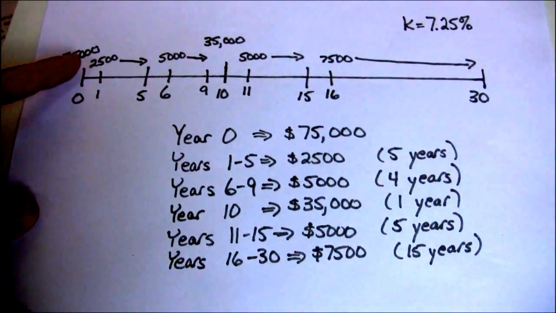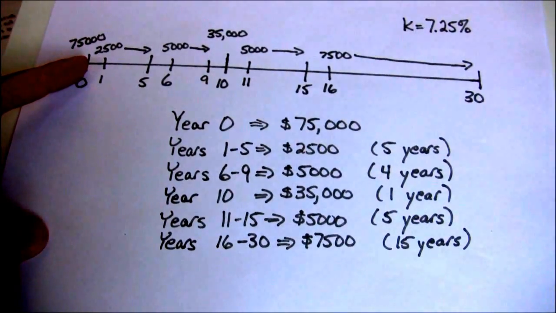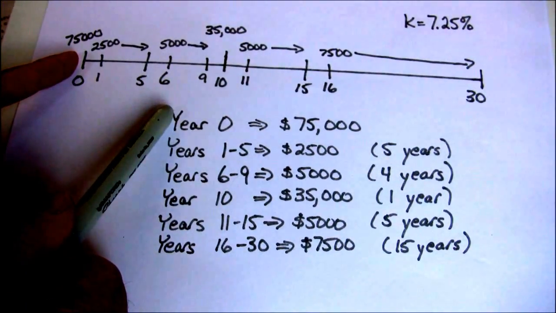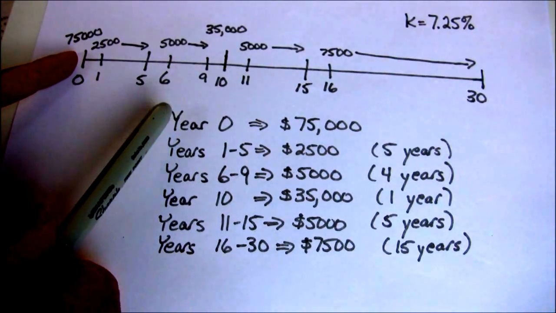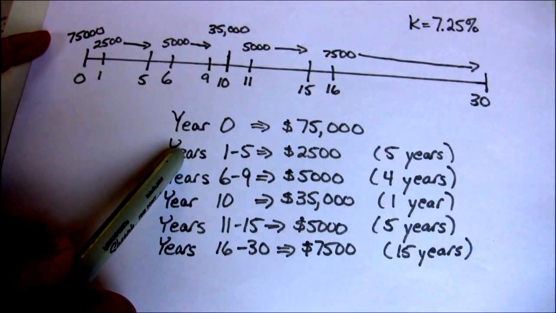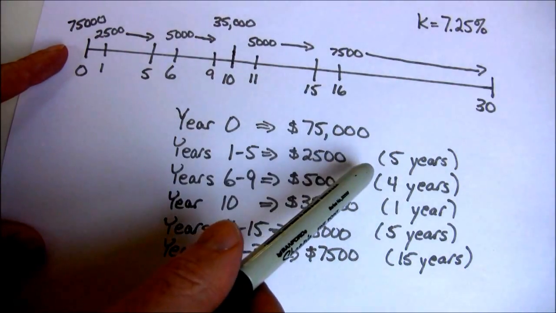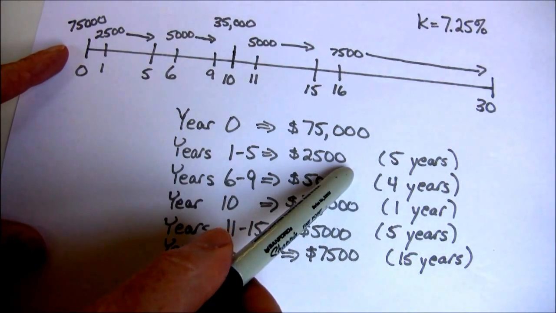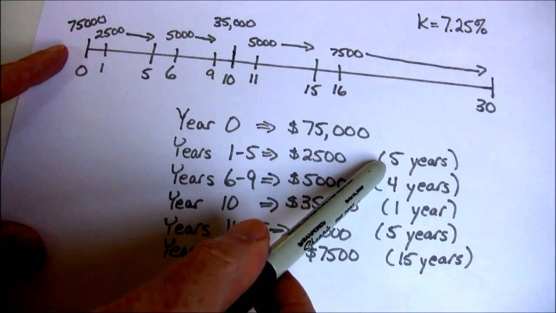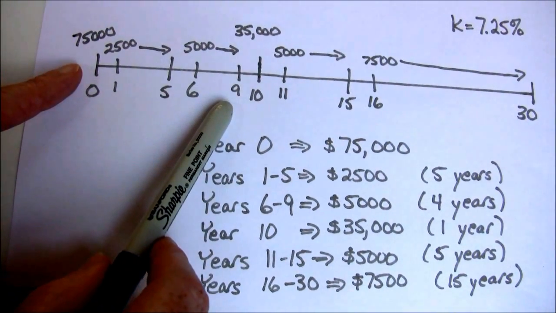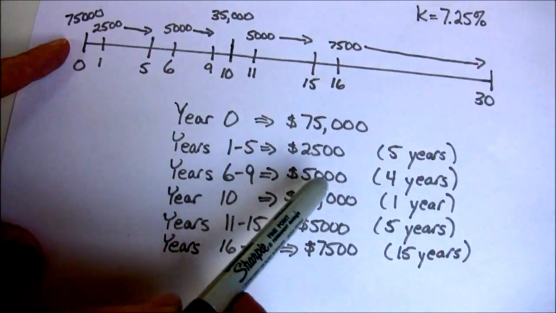Now, one other thing I did here is just summarize what we're going to be putting into our calculator. Our year 0 initial cash flow is $75,000. Years 1 through 5 is our $2,500 per year. That represents a sequence of $2,500 for 5 years. Years 6 through 9, we have $5,000 per year.